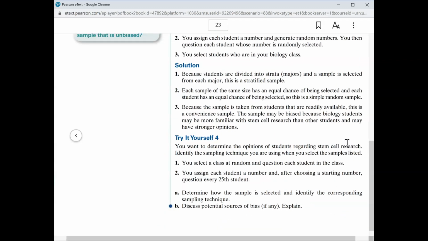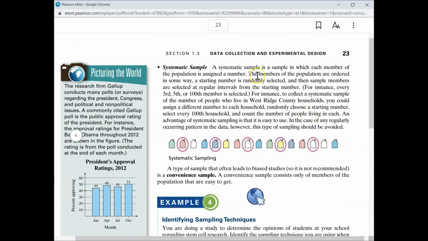All right, moving on. I think that is the end of section 1.3. So good deal. And in fact, that's the end of chapter 1. I'll see you again when we get to chapter 2 for section 2.1.